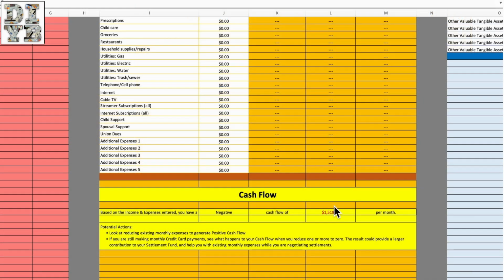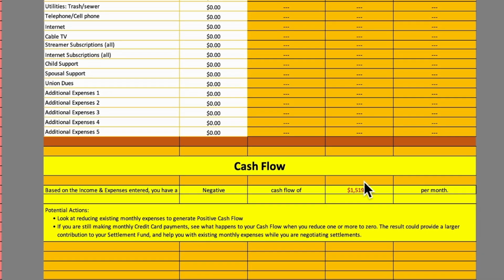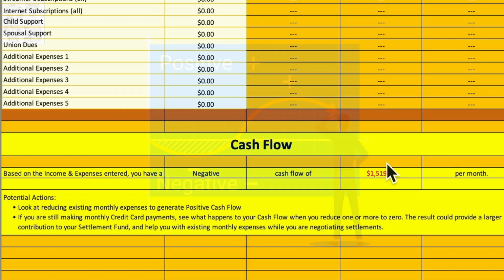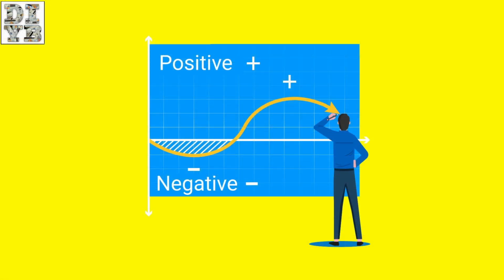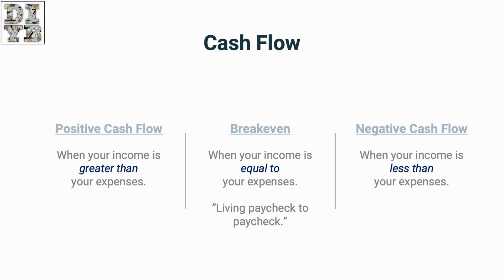And now before we move into the assets section, you'll see this area in my settlement target spreadsheet called cash flow. This is where you want to calculate the actual positive or negative cash flow that you have each month. Meaning if your income is larger than your expenses, you'll have a positive cash flow. And if your expenses are larger than your income, you'll have a negative cash flow. And if the two are equal, you'll have what I call a break-even cash flow.